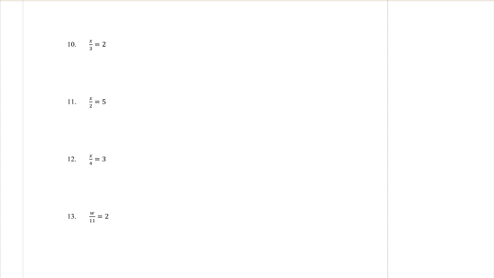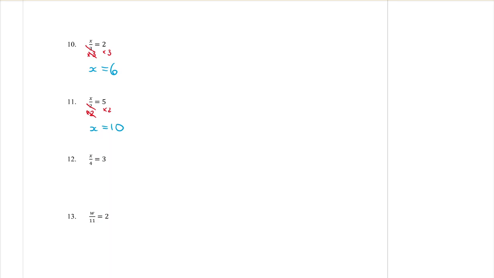So the opposite of a divide is going to be to times by 3. That will cancel the 3's off. X is then by itself, and we're multiplying. 2 times 3 makes 6. Okay, next one, x divided by 2, so the opposite is going to be to times by 2. X is by itself. 5 times 2 makes 10.